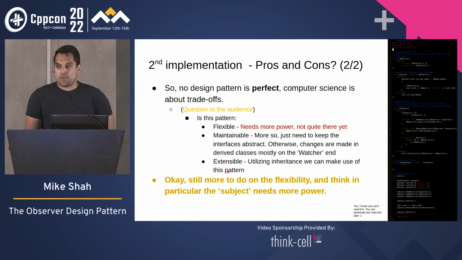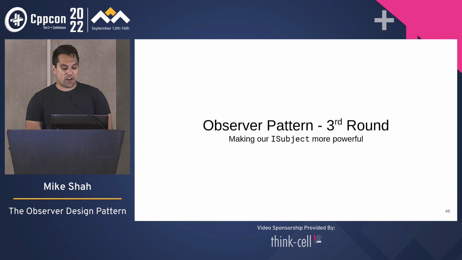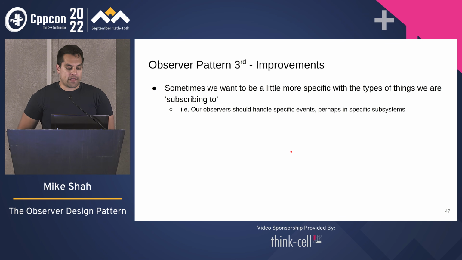But I don't think I'm quite happy with this. I don't know if other folks are quite happy with this. So we want to add a little bit more power yet again, or at least maybe improve the efficiency of this pattern. All right, so let's do a third round. Third round of our observer pattern. And this time we're going to make the subject more powerful and get to something that looks more like an observer that we might have.